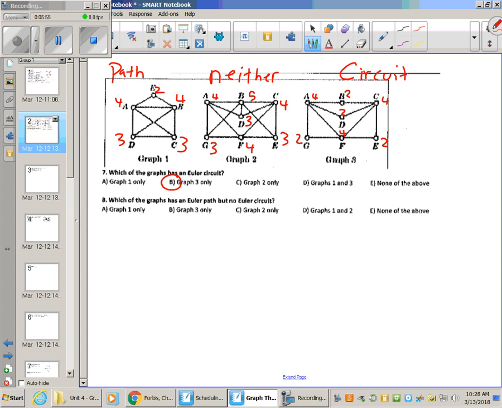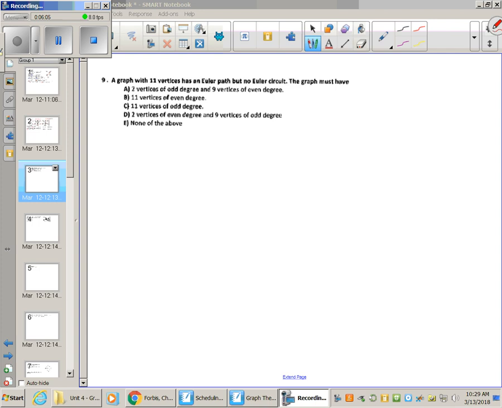Which of the graphs has an Euler path, but no Euler circuit? That's only graph 1, so that's A. Okay, again, you'll see this on the test. A graph with 11 vertices has an Euler path, but no Euler circuit. The graph must have, okay, so again, 11 vertices has an Euler path.